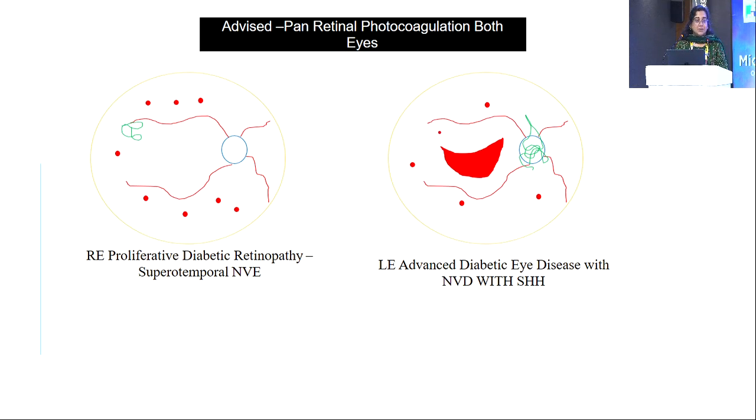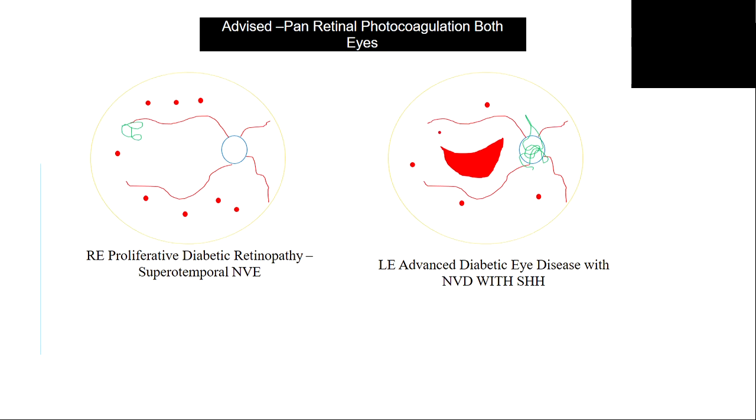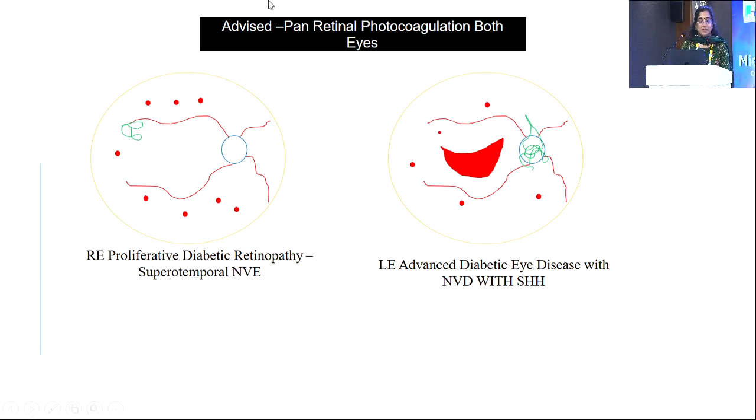Apparently it looked like a simple PDR to me, so I didn't take a fundus picture of it, thinking it's a simple PDR where we could see an NVE in the right eye in the superotemporal quadrant, and the patient had subhyaloid hemorrhage and NVD.